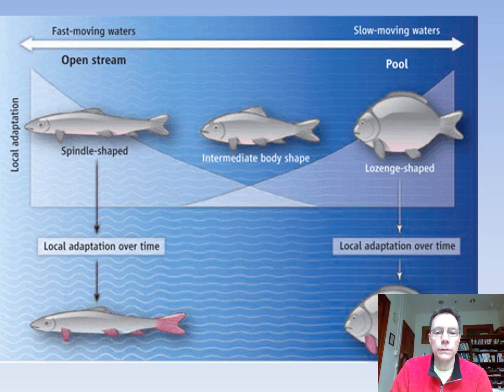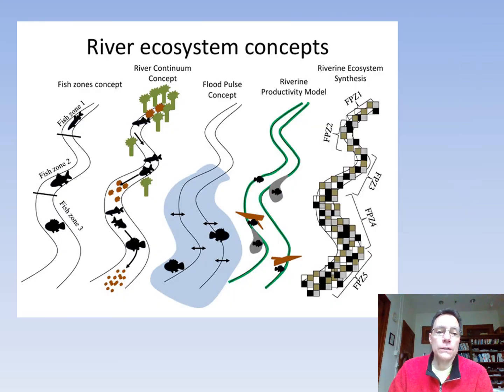A middle order stream would have an intermediate body shape, and then in a larger order stream, where the water is slow moving, you get a fish body shape that almost looks like what you would find in a lake. Something like a sunfish shape, or maybe a crappie shape, almost looks like a pan. So the body shape of a lot of fish changes as you go from those low order streams to high order streams. So that's the fish zone concept. We won't spend much more time talking about that.